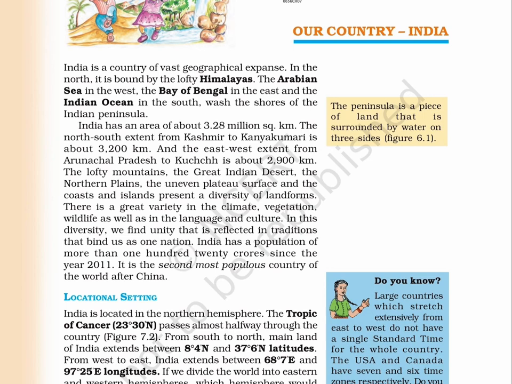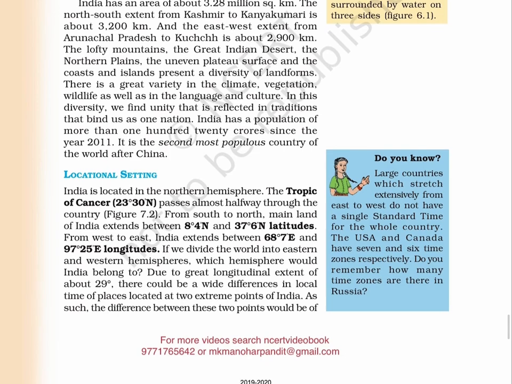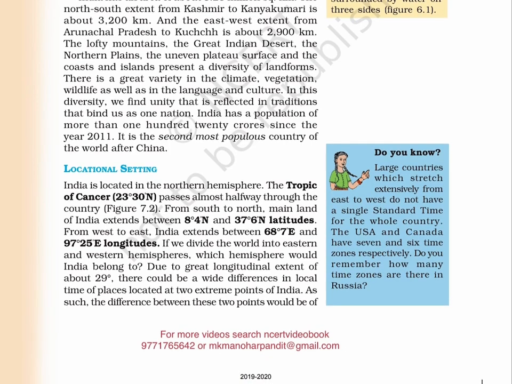Locational setting. India is located in the northern hemisphere. The Tropic of Cancer, 23 degrees 30 minutes north, passes almost halfway through the country as shown in figure 7.2. From south to north, mainland of India extends between 8 degrees 4 minutes north and 37 degrees 6 minutes north latitudes. From west to east, India extends between 68 degrees 7 minutes east and 97 degrees 25 minutes east longitudes.